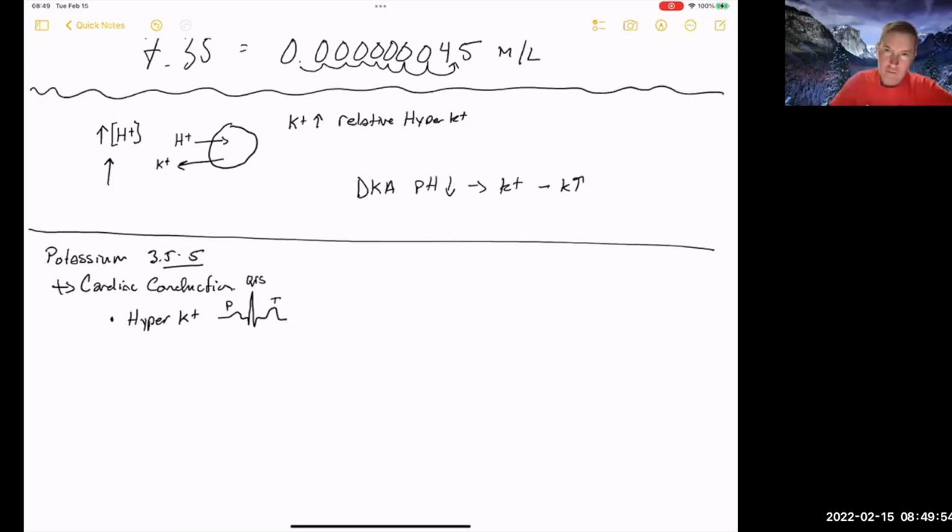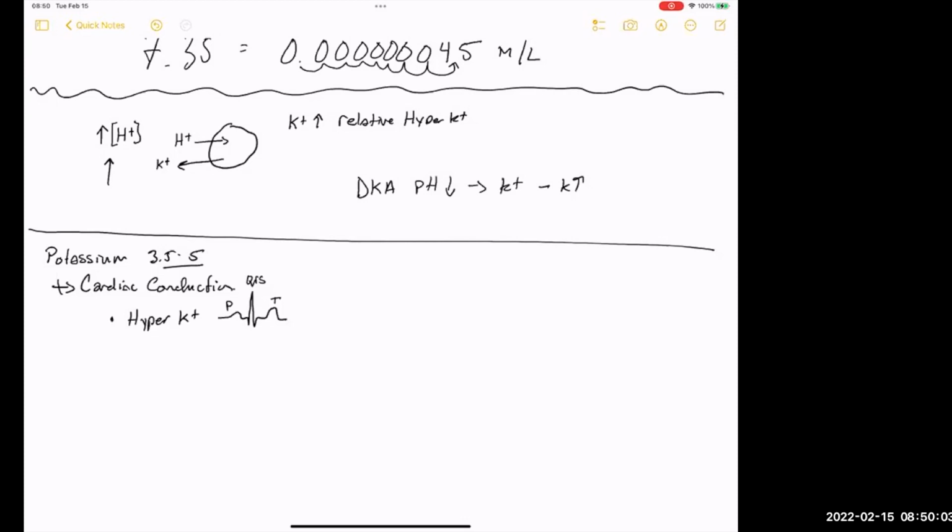So in the setting of hyperkalemia, let me turn my video off. It looks like I'm getting some audio issues here. There we go. So in the setting of hyperkalemia, what we tend to see is T-wave anomalies, right? Because we said that this is primarily a repolarization problem. And so the primary thing that you see is the development of tall, peaked T waves. So this is a classic finding that we see with hyperkalemia.